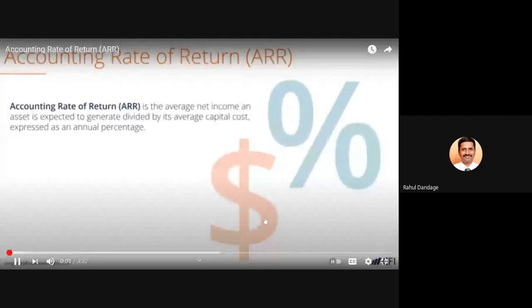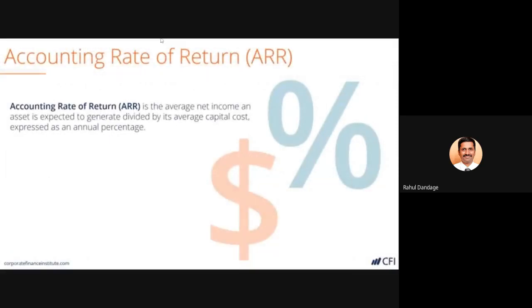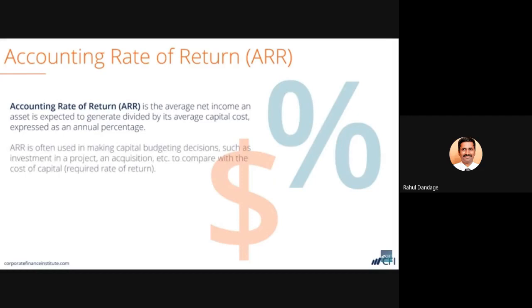Accounting rate of return is a way of measuring a return on investment. It's called accounting rate of return because it uses net income and compares the net income to the cost of an investment. It's commonly used in capital budgeting decisions, and if the accounting rate of return as expected is higher than the required rate of return for the company, they would go ahead with the project.